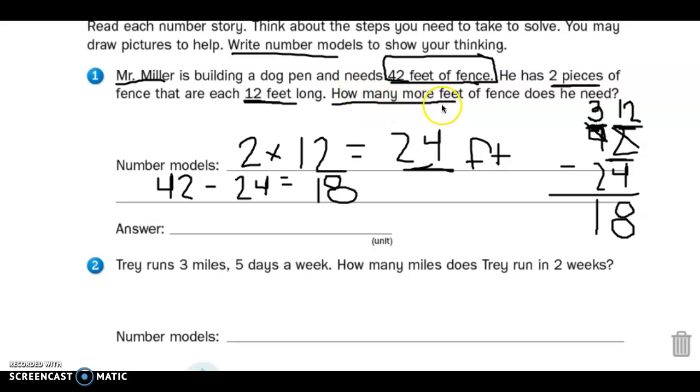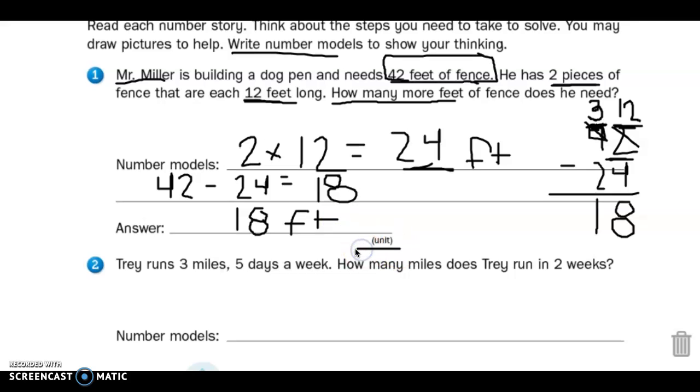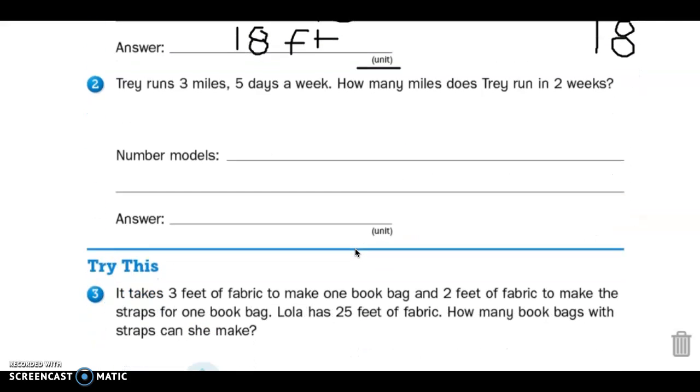So it says how many more feet of fence does he need? Answer 18. And then feet. Right? It says units, so I measured in feet. Awesome job. This next one.